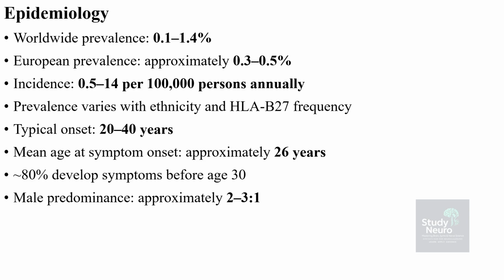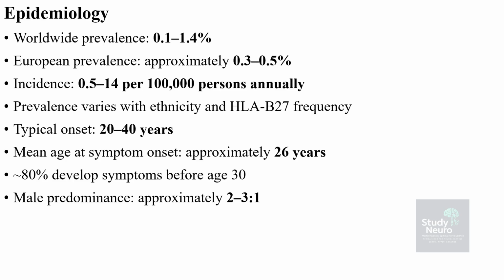Ankylosing spondylitis occurs worldwide, but its frequency varies considerably between populations. Globally, estimates suggest that about 0.1 to 1.4% of people are affected, while European studies generally report a prevalence of around 0.3 to 0.5%. The incidence also varies widely, partly because the disease is more common in populations where the HLA-B27 genetic marker is frequent.